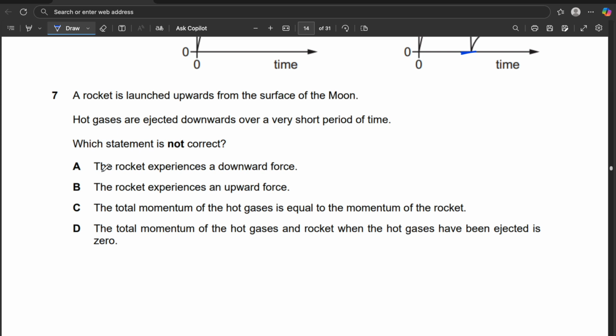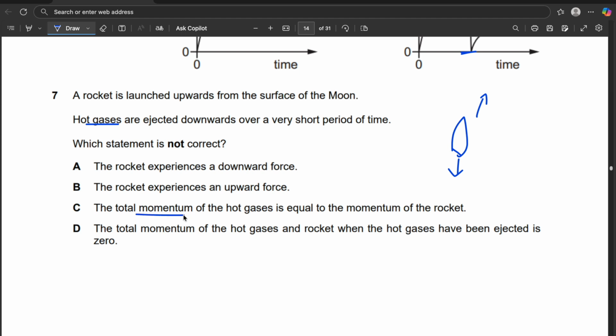Okay. So A, the rocket experiences a downward force. So you can see that it is launched upwards and the hot gases are ejected downwards, which means that it will experience this downward force from the hot gases. So it could be true. B, the rocket experiences an upward force while it's traveling upward. So yes. And C, the total momentum of the hot gases is equal to the momentum of the rocket.